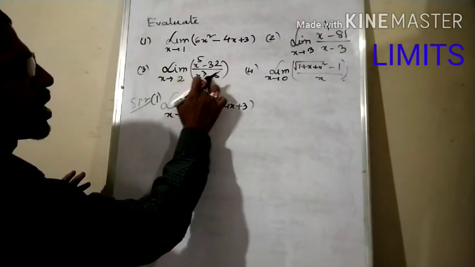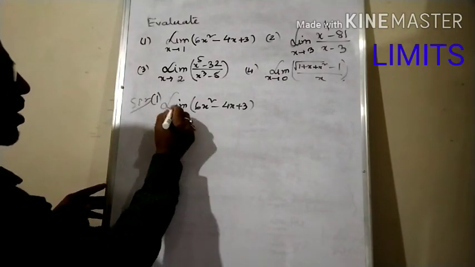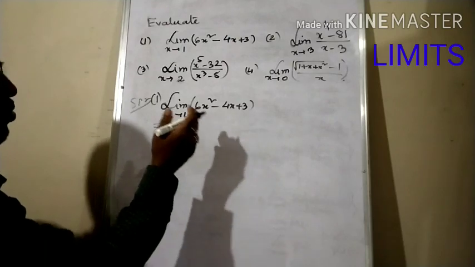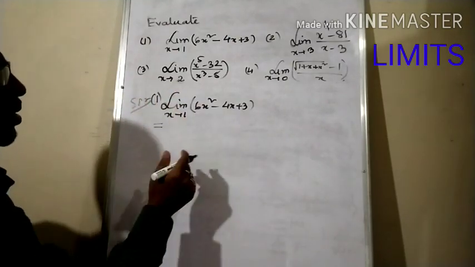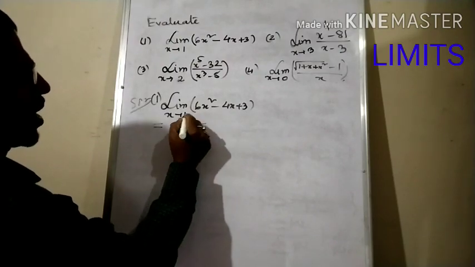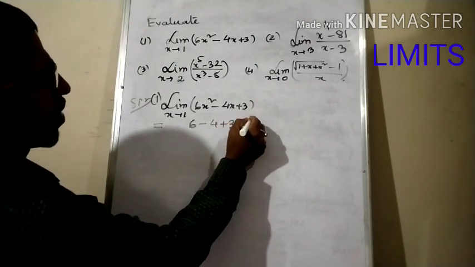Undefined means when the denominator is 0. We cannot put the value directly, so you have to calculate for that. You have to use a formula or some other method to eliminate that undefined form. So if you put x equal to 1, it is 6 minus 4 into 1, plus 3. So it will be 5.